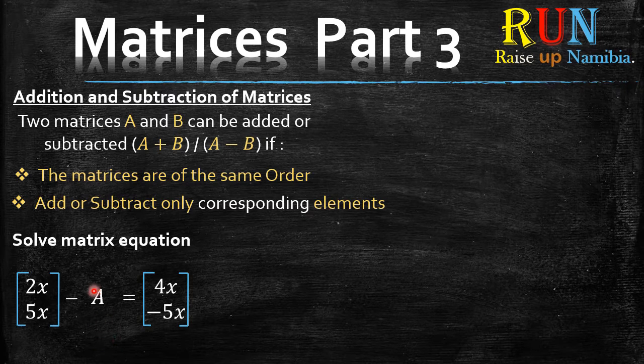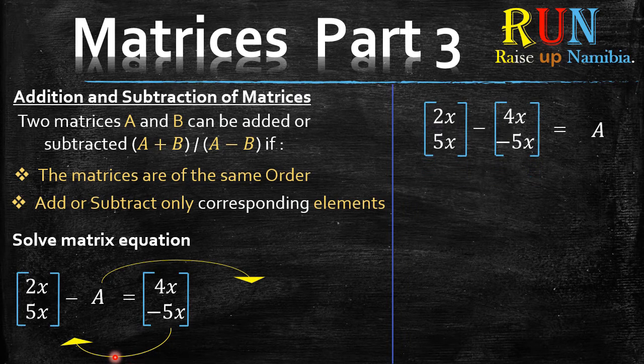We can make this A positive by taking it to the other side. If we take it to the other side, it will be this matrix plus A. We can as well leave the A alone on this side and take this matrix to the left-hand side. So if we take A to the right and this matrix to the left, what will our equation look like? It will look something like this.